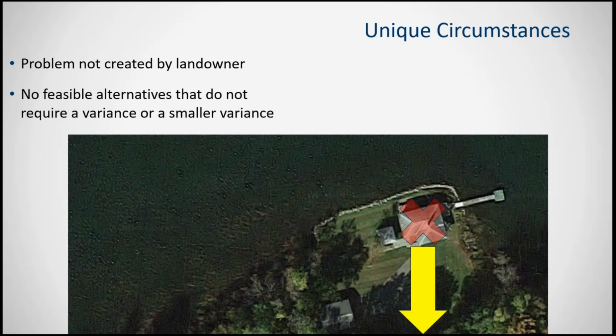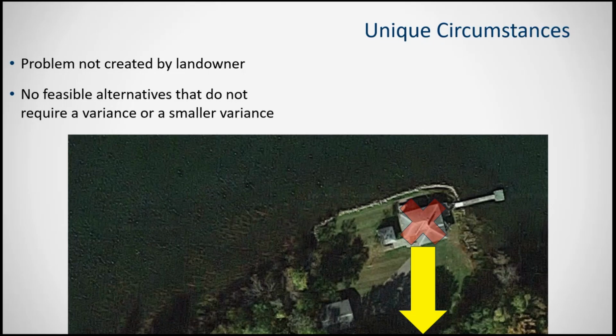One of the most important things to remember, though, is that the unique circumstance cannot be created by the landowner. Otherwise, there would be an incentive for property owners to proactively alter their property in such a way that would create unique circumstances. So, it's important to understand the history of when structures were placed and where they were approved, when they were done, in order to rule out any unique circumstances created by the property owner.